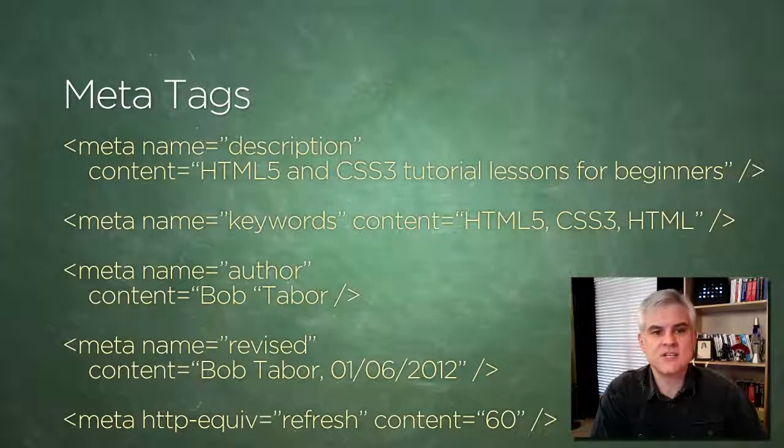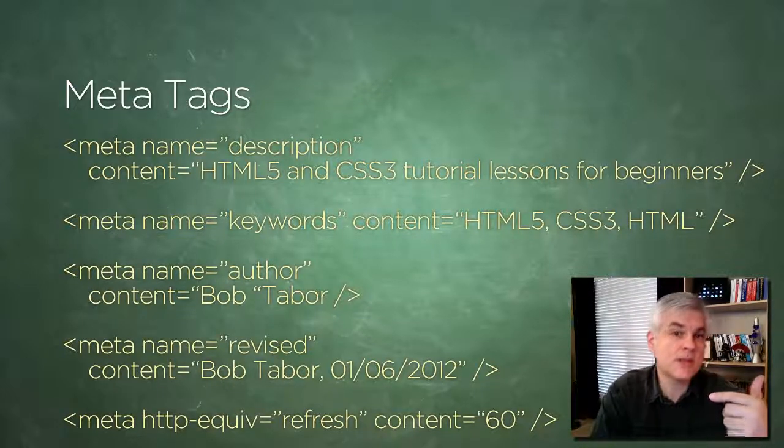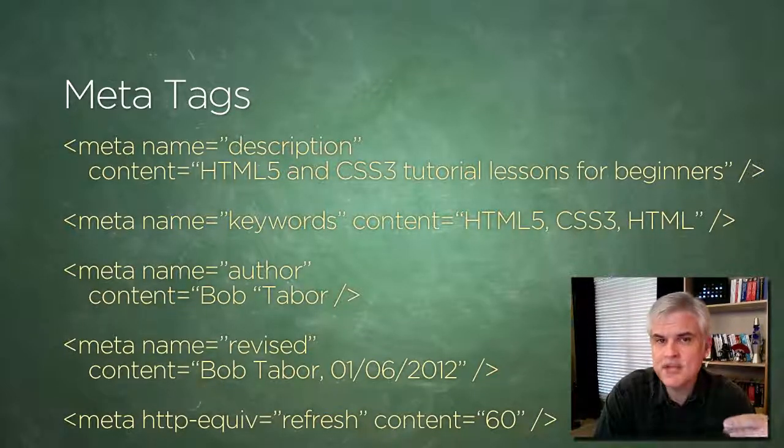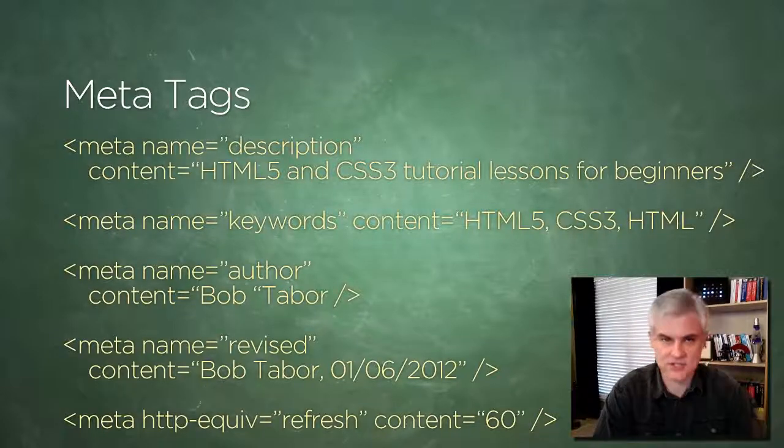And then there's this HTTP equiv equals refresh content equals 60. Basically, this just says that the information on this web page could change potentially often. And so, like a news website, for example, the browser should take that as a cue to refresh the web page automatically every 60 seconds. Okay?